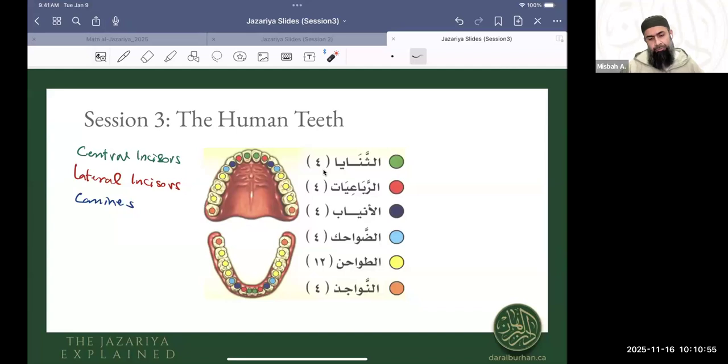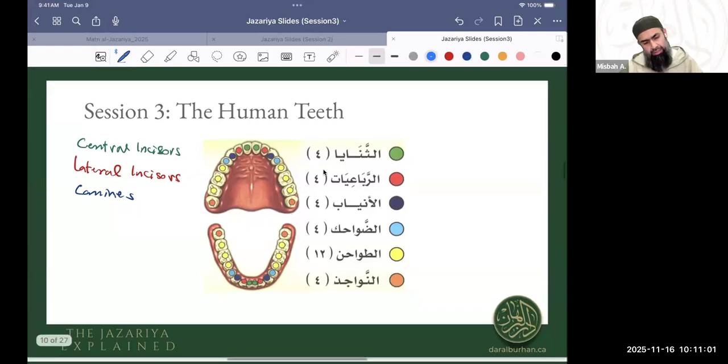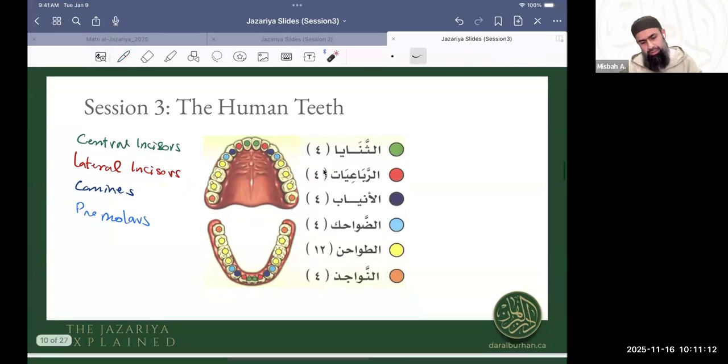Okay. Then the next one is al-dawahik. In English, we call these premolars. Okay, premolars. These are again four. It's interesting, in Arabic, they're called dawahik. Why are they called dawahik? You know the term, in Arabic, laughter is called dahik.